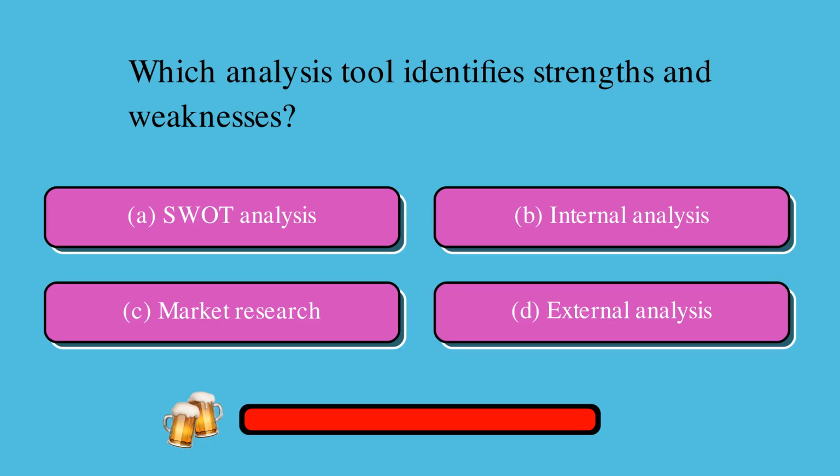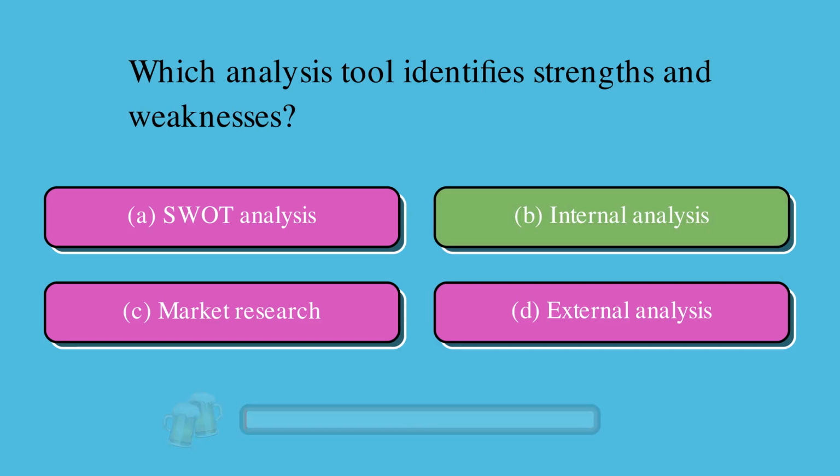Which analysis tool identifies strengths and weaknesses? Is it A, SWOT analysis, B, internal analysis, C, market research, or D, external analysis? The correct answer is B, internal analysis.